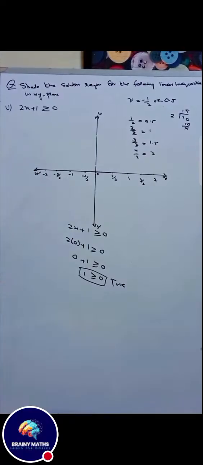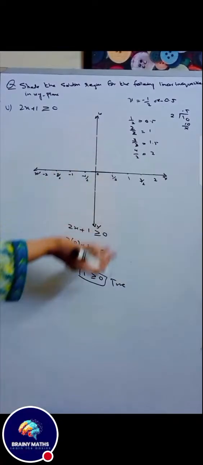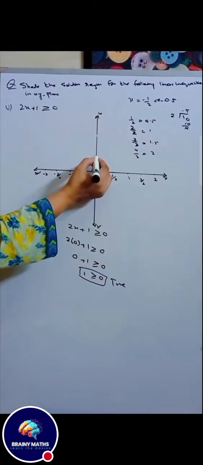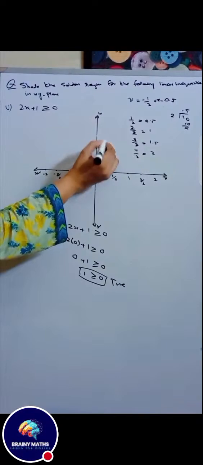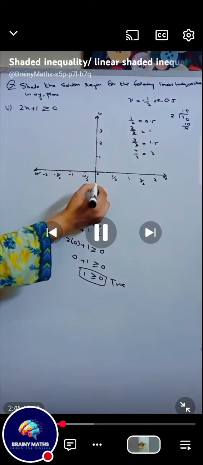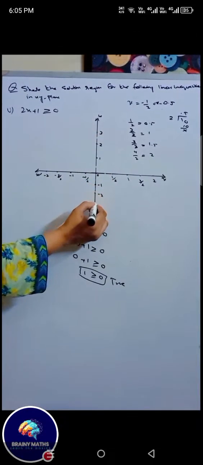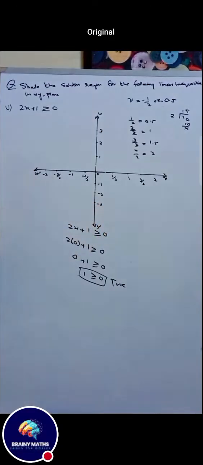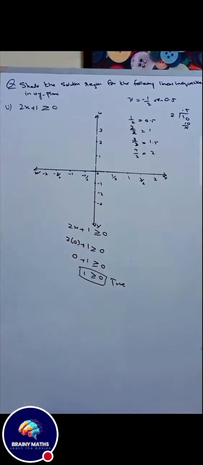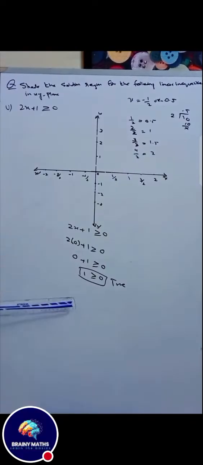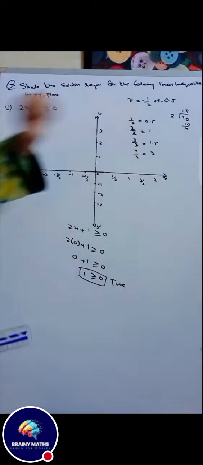Clear? Now, similarly, because we don't have y here, it's up to me. I can say 0, 1, 2, 3. Similarly, minus 1, minus 2, minus 3. This is up to me what values I take, but it depends on the graph we get. So right now I will represent x equals minus 1 by 2.